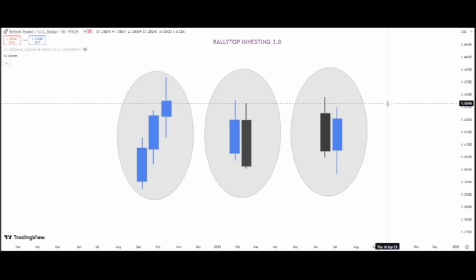Now, if you have been following me for a while, you will agree with me that we have been talking about the daily candlesticks. I've told you the daily candlestick is simply a flagship of the markets. If you can understand what the daily candlestick is doing, then you become a more profitable trader in the market.